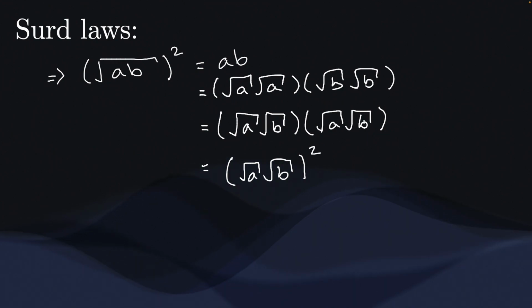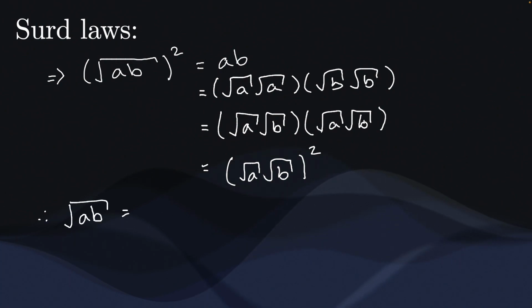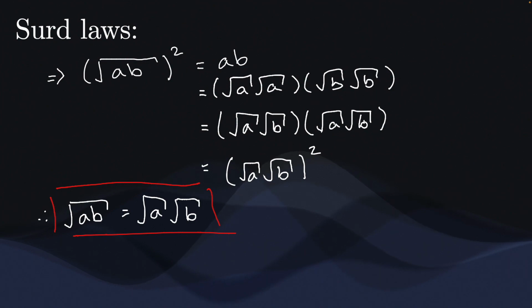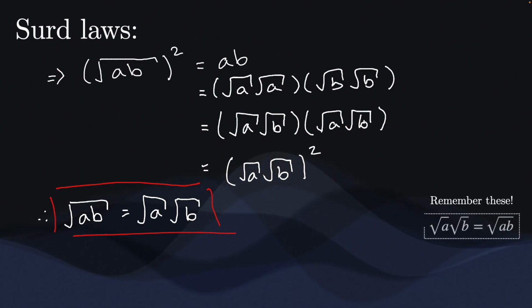Now we have an equation with, on the left-hand side, a square root squared, and on the right-hand side, something squared. So if we take the square root of both sides, therefore, we can find that the square root of ab is given by the square root of a times the square root of b. And that is our first surd law. And it's really important to remember because it appears a lot in exams, not normally on a question on its own, but it does appear in terms of other questions.